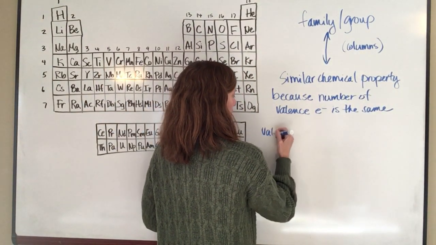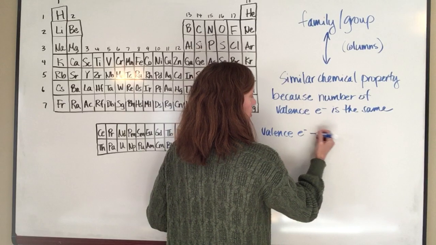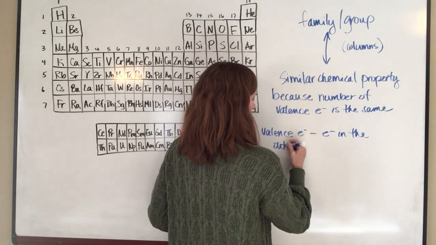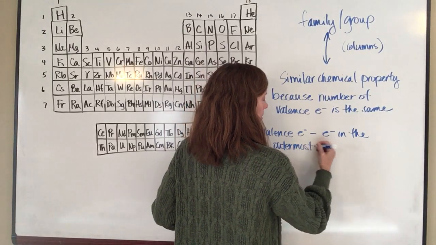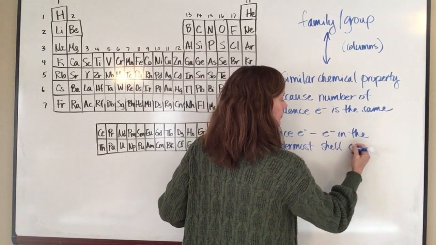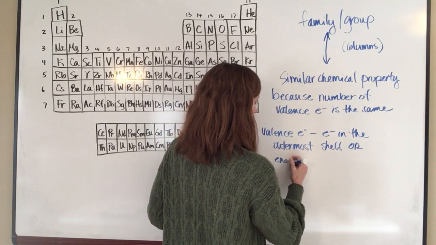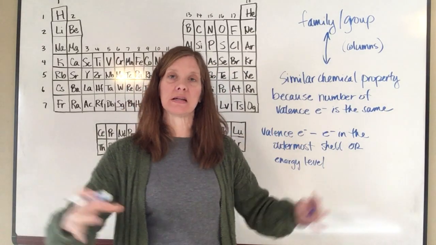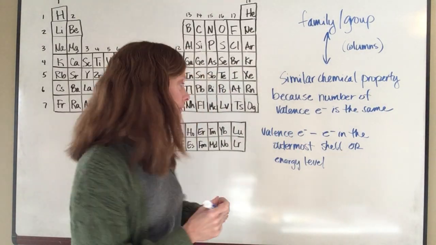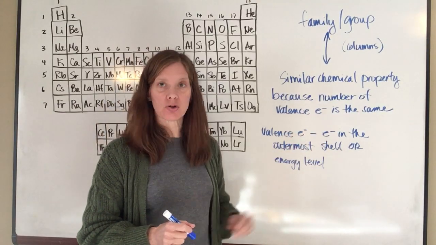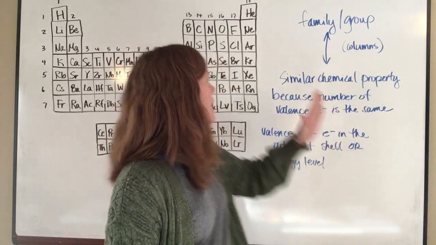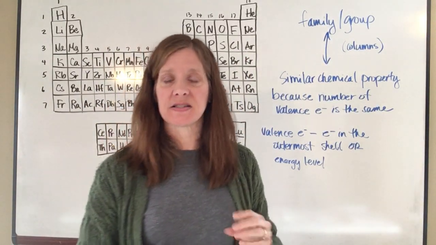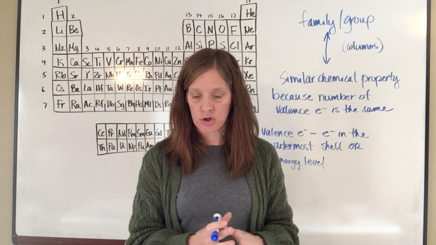Okay, so let's get that up here. Valence electrons are the electrons in the outermost shell, you'll hear it called that, or the outermost energy level, because the further out the shell is, the more energy those electrons have. Okay, so the number of electrons that energy level holds, if I go down a column, every element in that column has the same number of electrons in its outer shell.